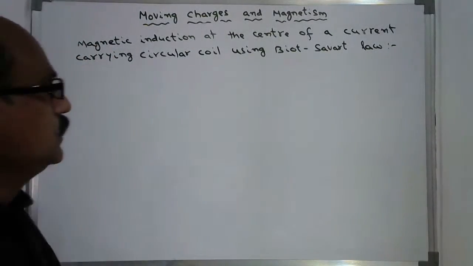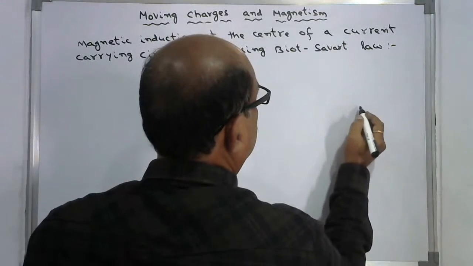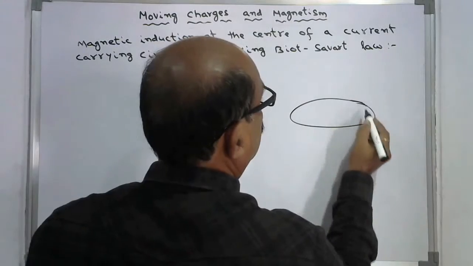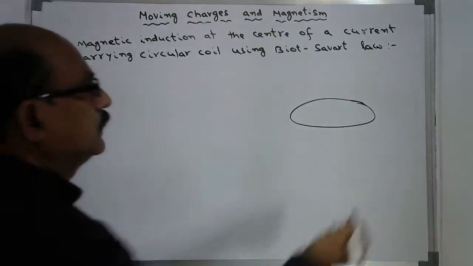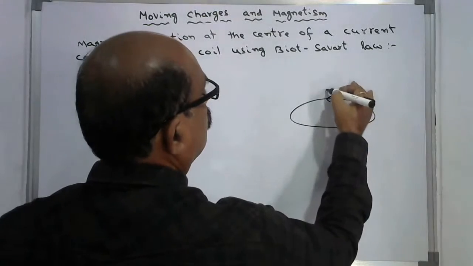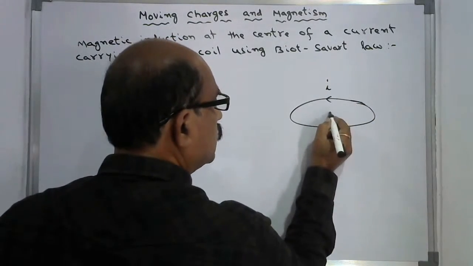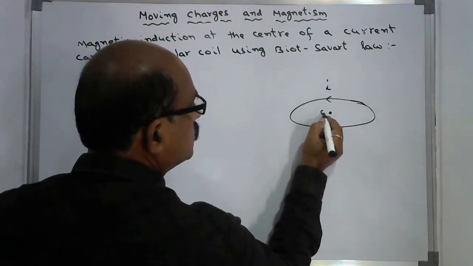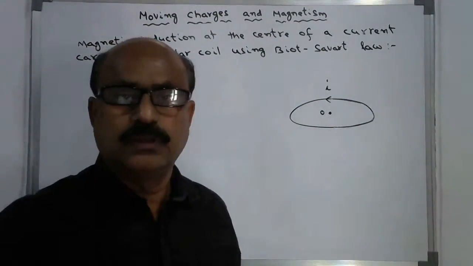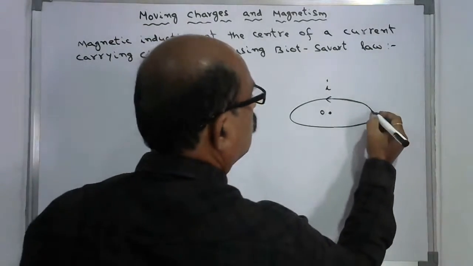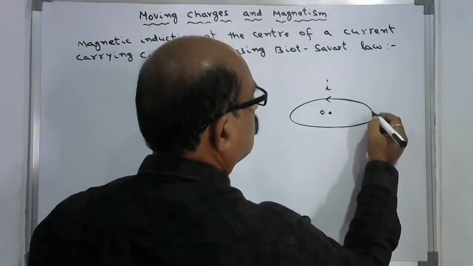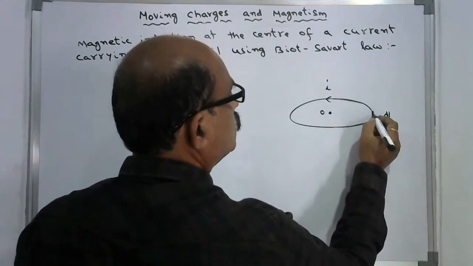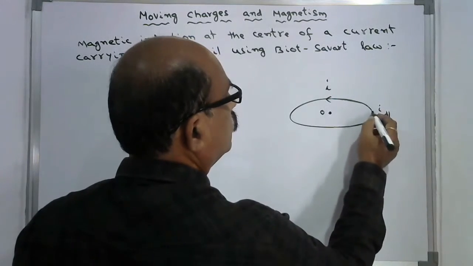And now we have to consider a circular coil. This is the circular coil which is carrying current I, and we have to find the magnetic induction at a point. I consider this is the center O, and you consider any small point element on the wire. Say this is the small element which is carrying current I in this direction.